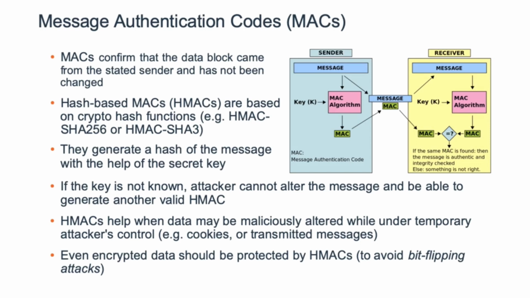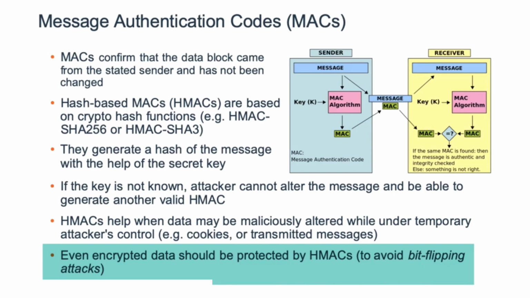And as I mentioned, even encrypted data should be protected by HMAC because there's something called a bit flipping attack, where an attacker could play with the bits in the encrypted message, not know what's there, but play with it enough so that they could change the amount of the money transfer that's being sent. So let's say you're sending $1,000 to someone, the attacker could play with the encrypted representation of that to change it to $1 million without actually decrypting the data. So HMAC protects against bit flipping attacks.